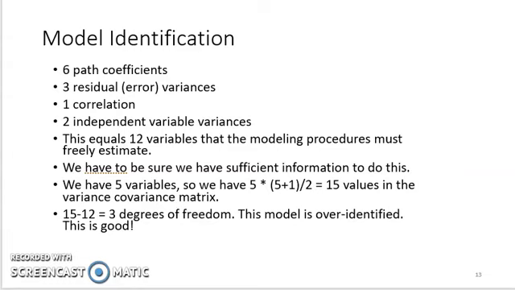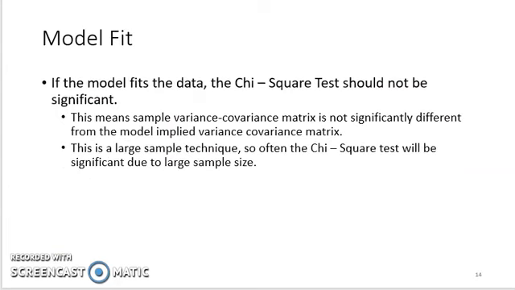And so in a variance covariance matrix, and I recommend you actually go back and look at the data set to see this, you're going to have 15 values. And this is how you calculate it. You have 5 variables, so 5 times 6 over 2 equals 15. If you have 12 parameters and 15 pieces of information in your variance-covariance matrix, you have 3 extra pieces of information. That means 3 degrees of freedom. And in this case, the model is over-identified, and that is a great thing. So this is considered a saturated model.